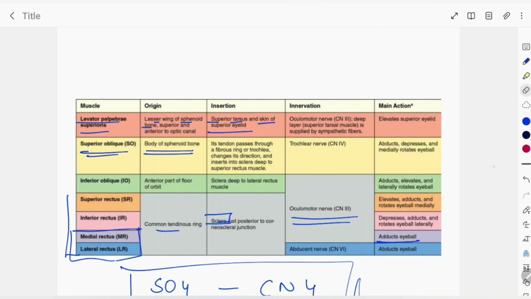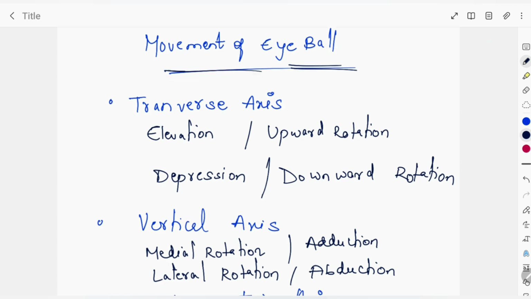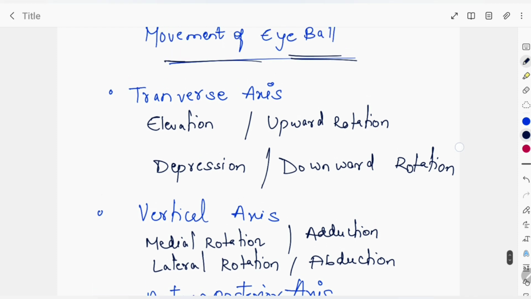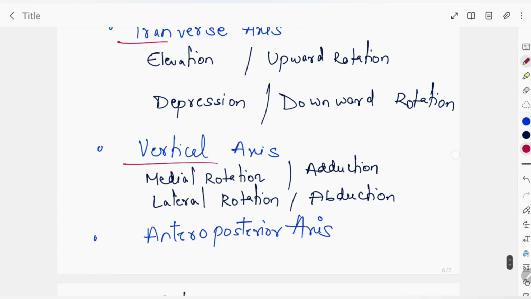Now we are going to discuss the actions of all the muscles. Starting from the levator palpebrae superioris, its action is to elevate the superior eyelid. That is the only action it has. For understanding the actions of all the muscles, we have to understand the movement of the eyeball. There are 3 axes on which the movement of the eyeball occurs. The first is the transverse axis, the second is the vertical axis, and the third is the anteroposterior axis.